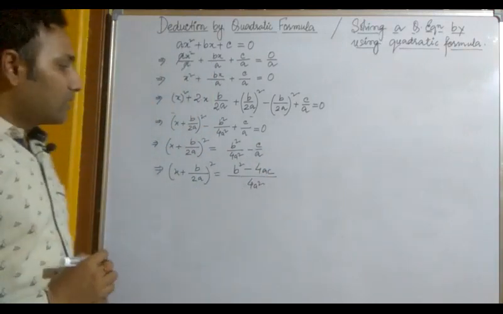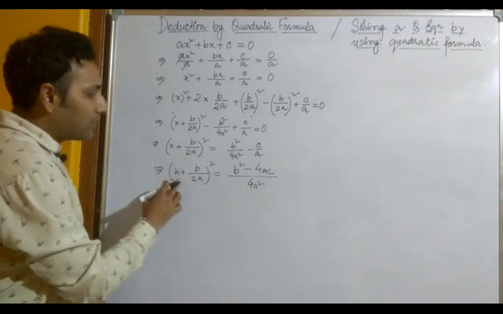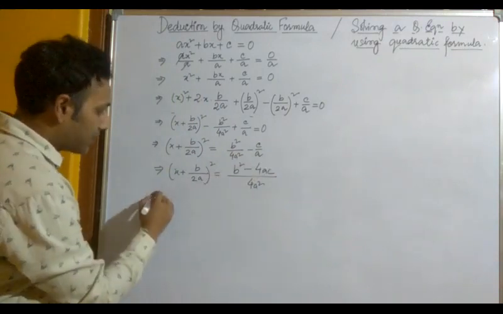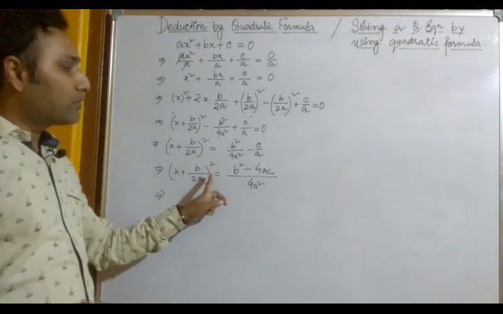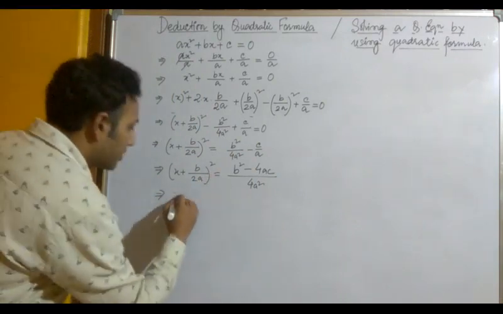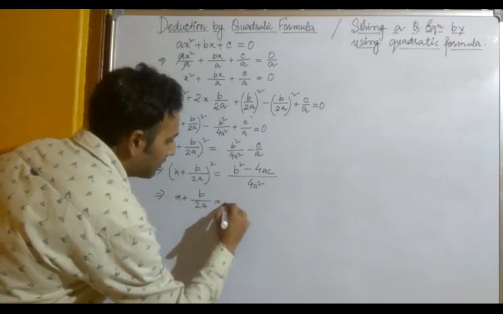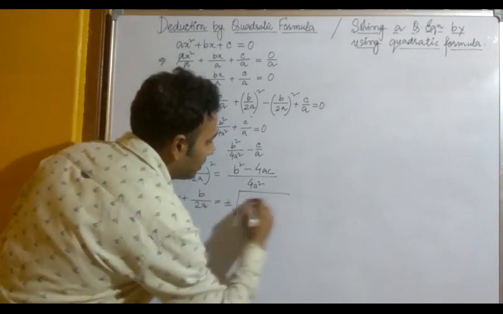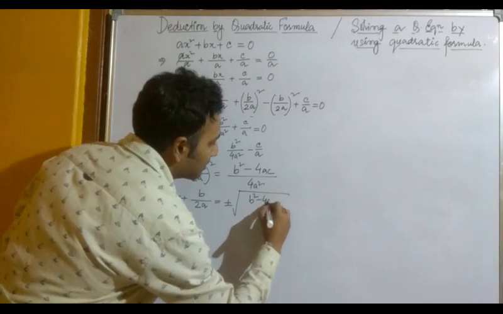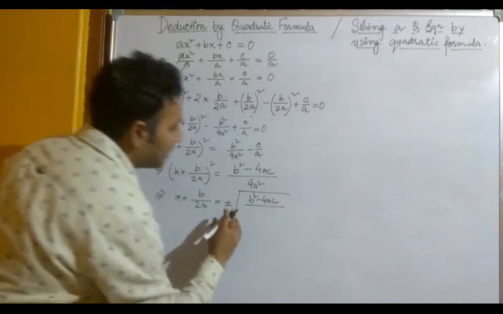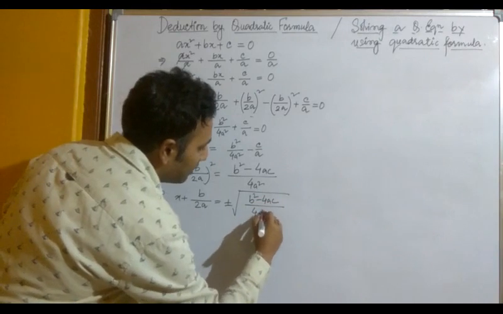4ac. Now in order to find out the value of x, we have to remove the square. So we know that if we remove the square, I have to give a square root that side. So x plus b by twice a is equal to plus minus root over b square minus 4ac divided by 4a square.